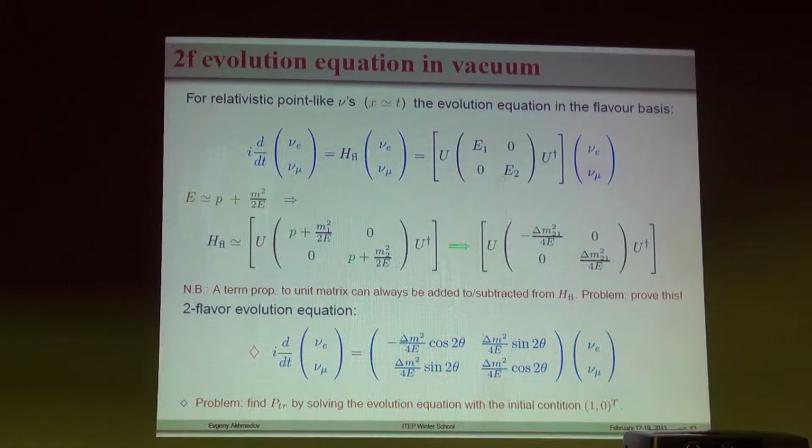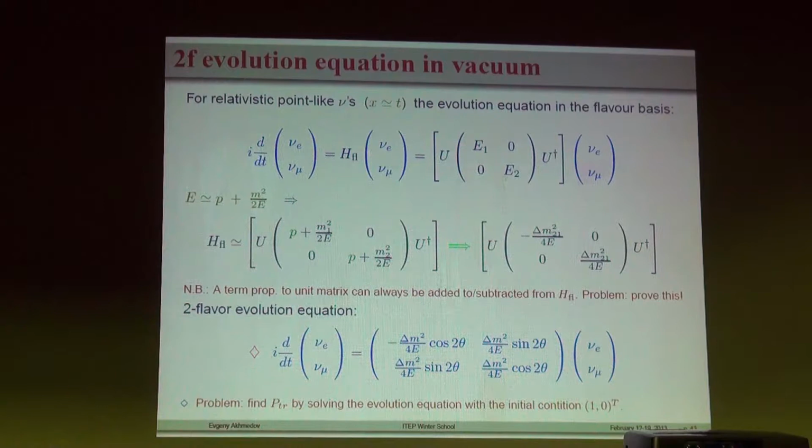There was one cheat here. I cheated you a little bit. The cheat was in this place. By using this expression, I assumed that different neutrino mass eigenstates have the same momentum. Of course, their energies are then different because the masses are different. I assume that they have the same momentum.